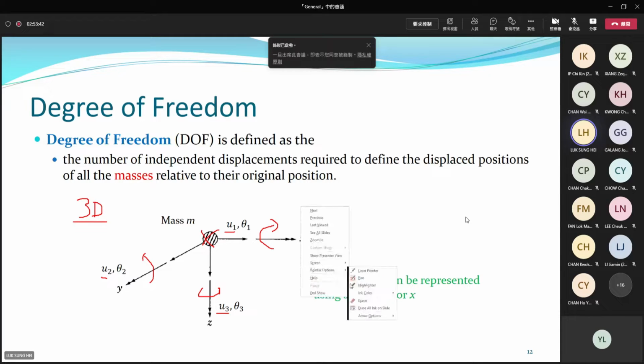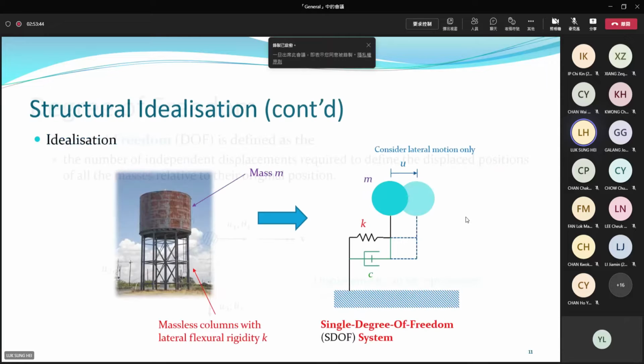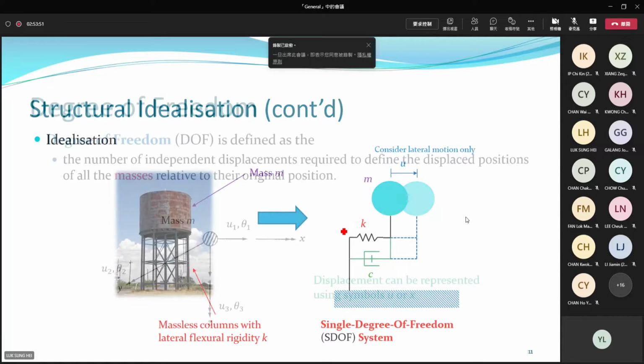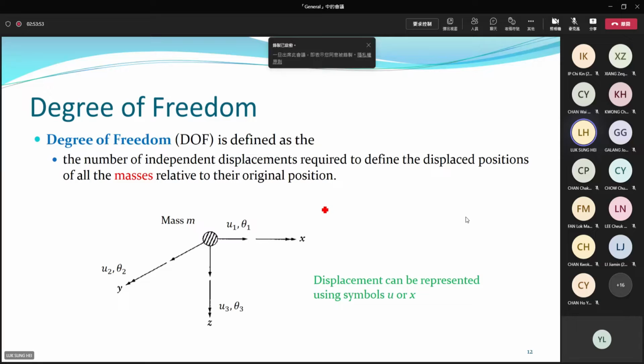So you can see that our problem here is highly simplified because we just consider one movement. But I think it's good enough as a starting point. At the beginning, it's not good to consider all degrees of freedom. It's quite difficult to do so. That's why we consider only one particular displacement to test the behavior of structural dynamics. We will express displacement using a simple U or X. Normally I use U.